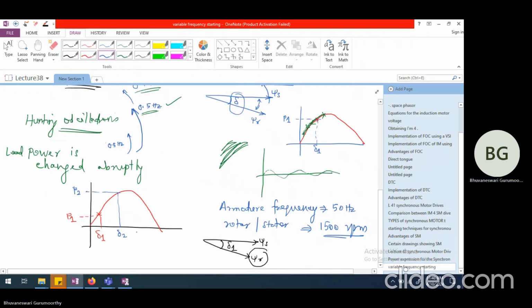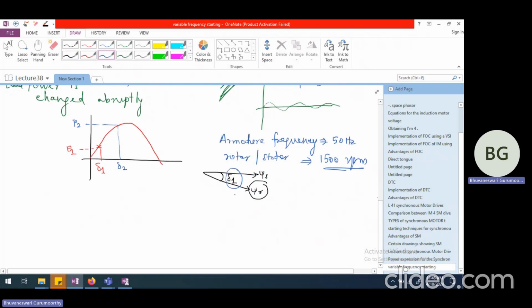But unfortunately, abruptly I cannot expect an increase in this particular angle from delta 1 to delta 2. So what is actually being done by the machine is, from the synchronous speed of 1500 RPM, both were rotating at omega s initially. Now from 1500 RPM, it is going to come down to maybe 1470 RPM, 1460 RPM, and so on. So it is going to release the kinetic energy from the rotor. In the process of releasing the kinetic energy, the power demand from the load is instantaneously being met, and in the process I'm going to have less speed in the rotor.